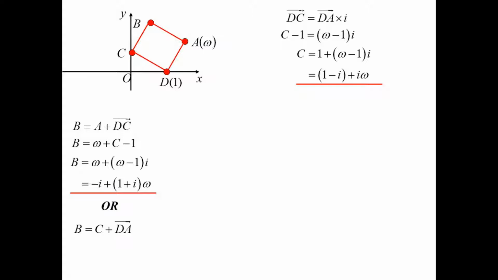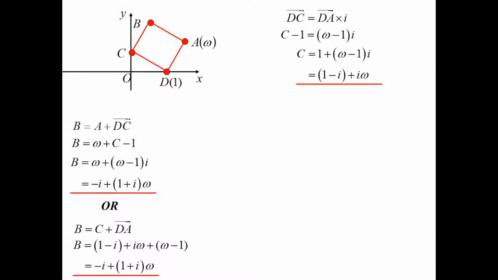I could have said B is the point C, and I've added the vector DA. That would also get me to the point B. So let's see what happens when we do it that way. Well, C we found out was 1 minus i plus i omega. And then DA, head minus tail, omega minus 1. And it's already got B the subject. So tidy that up and, oh good, we do get the same thing.